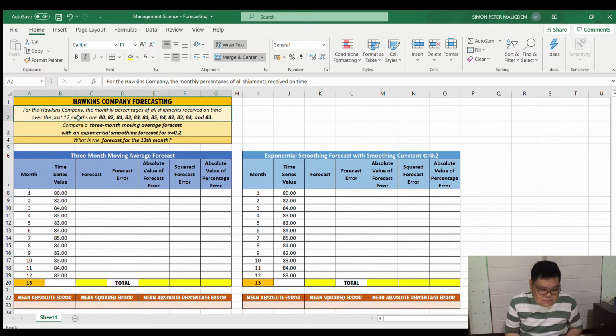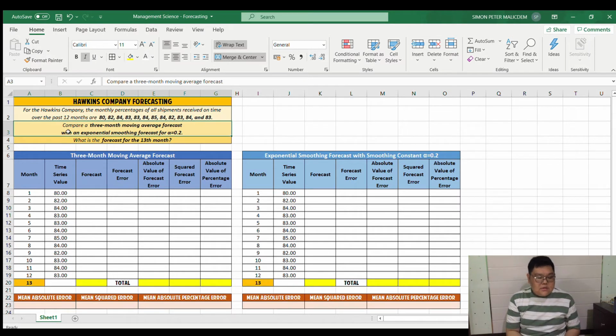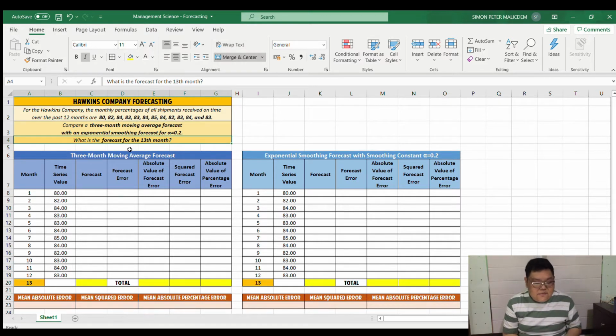For the Hawkins Company, the monthly percentages of all shipments received on time over the past 12 months are 80, 82, 84, and so on. Compare a 3-month moving average forecast with an exponential smoothing forecast for alpha, which is 0.2. What is the forecast for the 13th month?